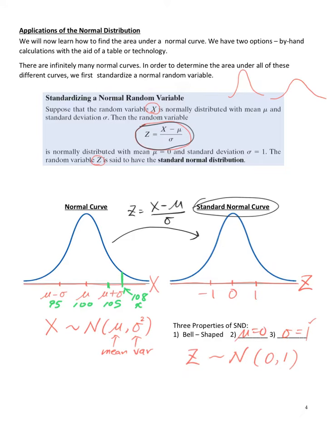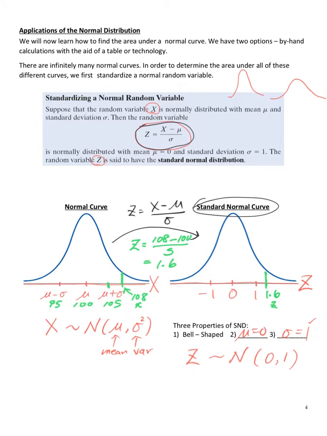If you use the z-score formula to find the corresponding z, it's going to be 108, the value of x, minus the mean, which is 100, divided by 5. If you punch these numbers in your calculator, you will get 1.6. We can map this on our z distribution. So 1.6 is somewhere here. This is our z-score that corresponds to x equals 108.